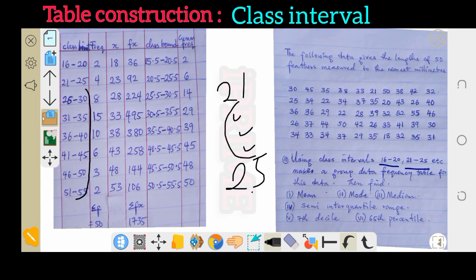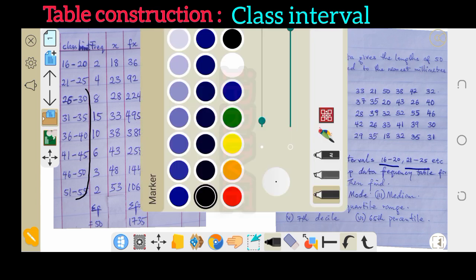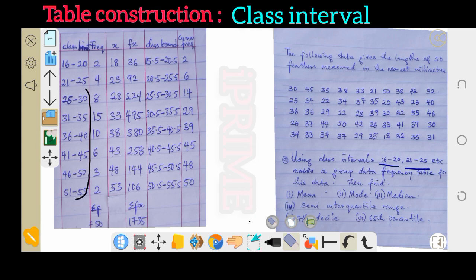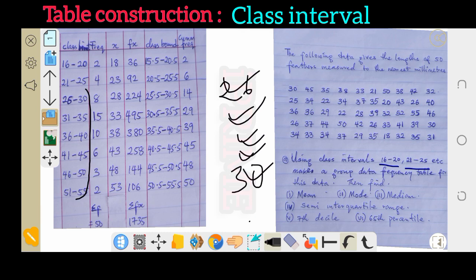Let me wipe this. The next one will be 26, 27, 28, 29, 30. So we are counting 5: 1, 2, 3, 4, 5. We only write the first and the last, the alpha and omega. So please do it that way.